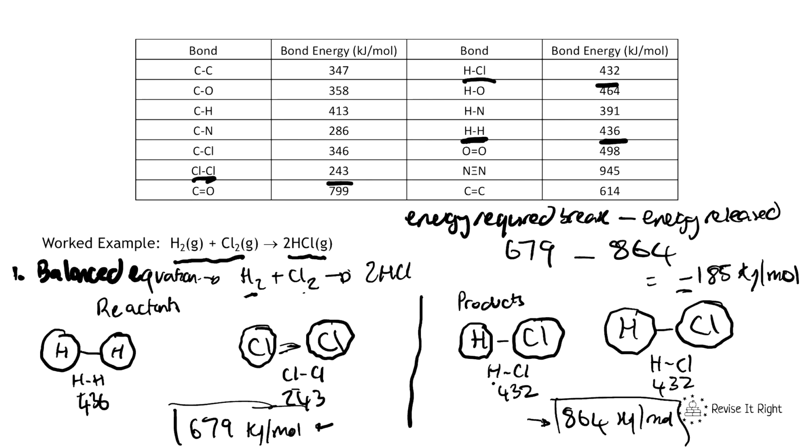If it wasn't a negative number and it was a positive number, then it would be an endothermic reaction. So do remember that. Negative number equals exothermic, positive number equals endothermic.